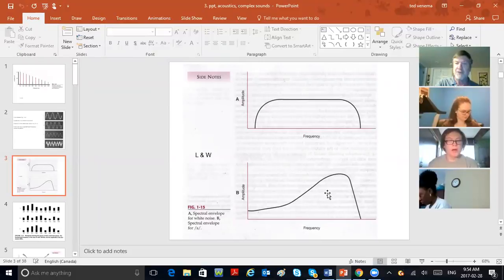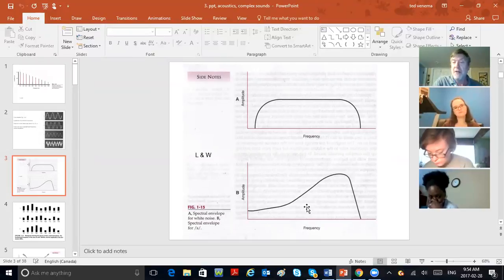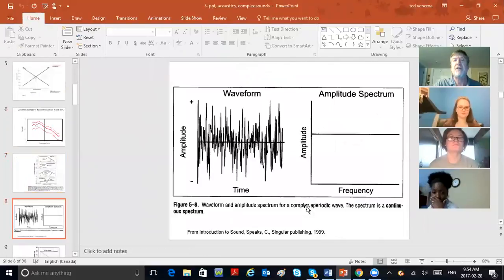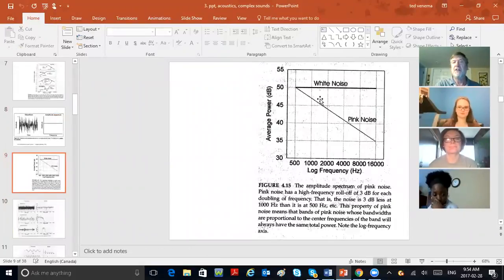The bottom one here has a different shape, doesn't it? It's got lots of frequencies in it as well. But look at this, it's got more high frequency amplitude and less low frequency amplitude. So we would not call this white noise. Okay? I don't know what you'd call it, but it's not white noise. Now, I'm going to take you down to a different picture here. Look at this guy.